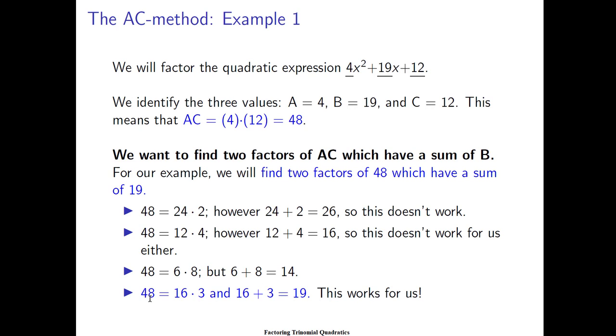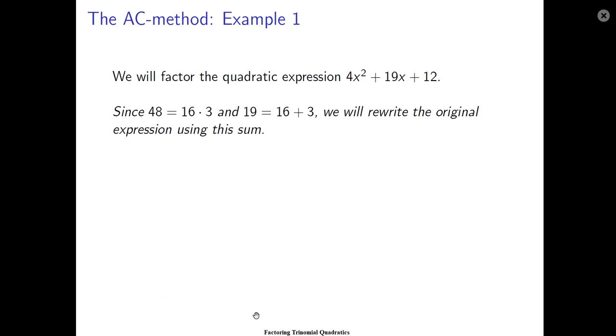But continuing this, we finally recognize that 48 divided by 3 is 16. Well, 16 plus 3 is equal to 19, so this will be our magic combination. We have found two factors of 48 which have a sum of 19. On the next slide, we'll use those two factors and rewrite the middle term.